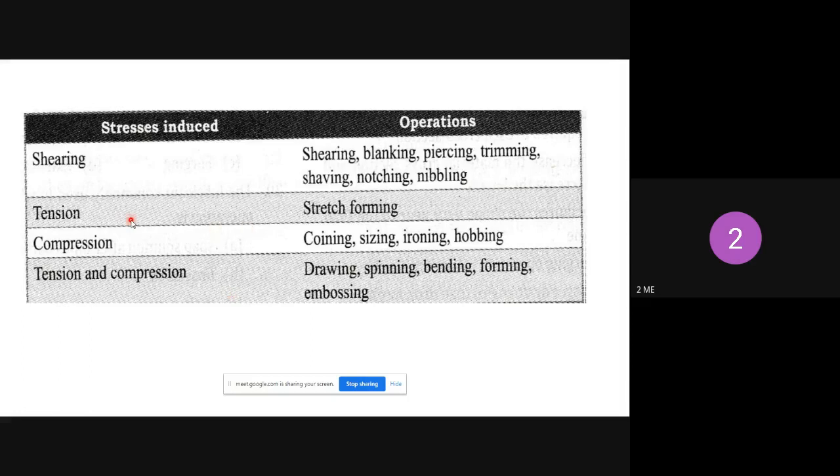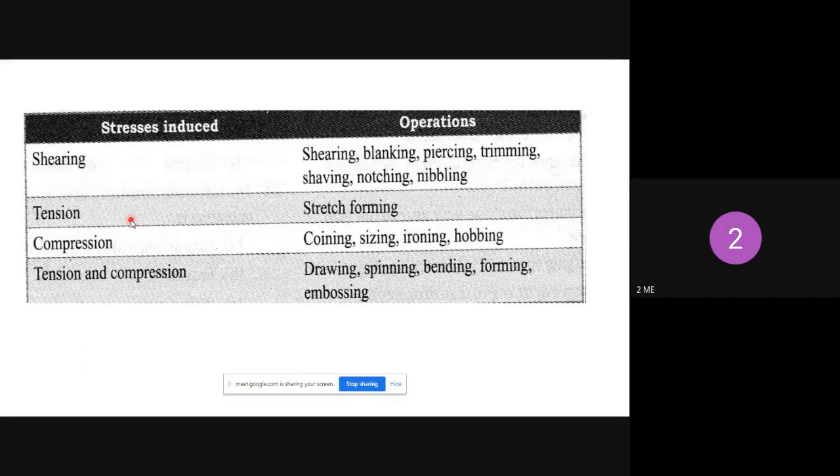Next, tension stress is nothing but elongation of the material. The example is a rubber band. If you pull the rubber band, it will elongate. That is called tension force, tension stress. Next, compression is nothing but reducing the thickness of the workpiece, and at the same time the length of the workpiece increases. So when compressive force is applied, that is called compressive stress.